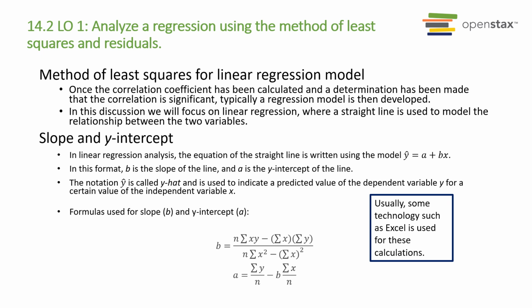In linear regression analysis, the equation of a straight line is written in a slightly different way using the model y hat equals a plus bx. b is the slope of the line, a is the y-intercept. Y hat is used to indicate a predicted value of the dependent variable y for a certain value of the independent variable x. If a line extends uphill from left to right, the slope is positive, and if the line extends downhill from left to right, the slope is negative.